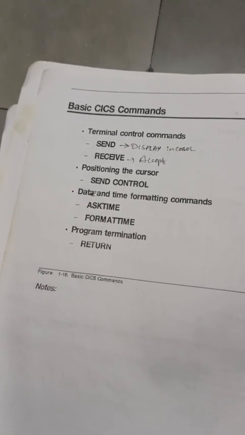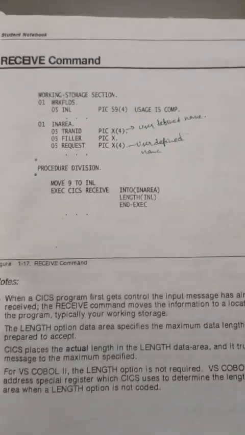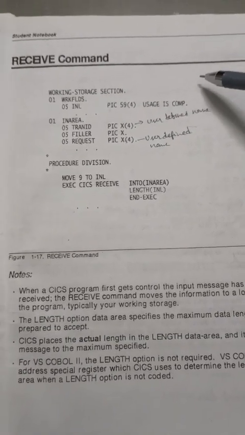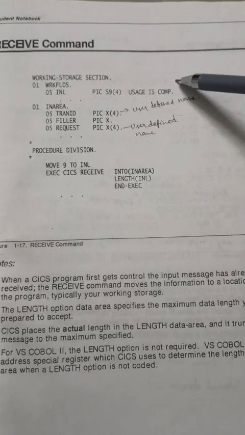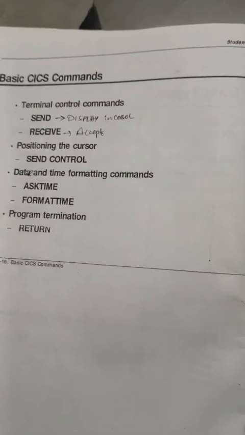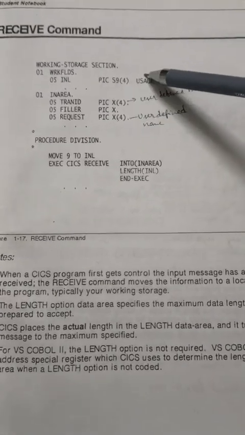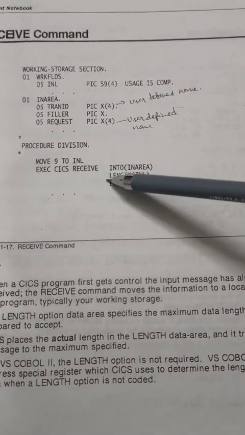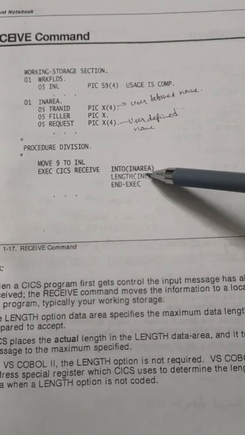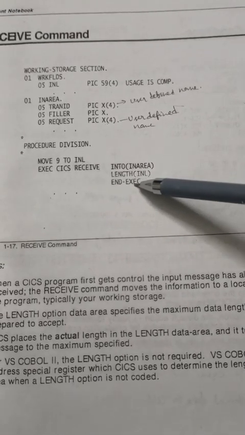And yes, we'll go through a few of the basic commands and how they work. Just now we'll see the receive command. We are going to accept the data from here. What is the receive command? It will accept the data from the program. And this is the syntax of the CICS receive command: receive into a working storage area, and what length value we are going to pass.